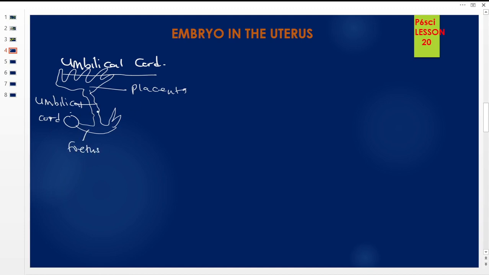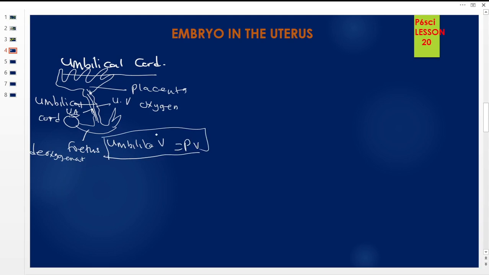Now when you look at this umbilical cord, inside it has two blood vessels. There is this blood vessel, and this one is called the umbilical vein, and now this one is called the umbilical artery. Now this umbilical vein is supplying the fetus with oxygenated blood, whereas this umbilical artery is carrying away the deoxygenated blood from the fetus. Therefore the umbilical vein is similar to the pulmonary vein. Both carry oxygenated blood regardless of being veins, because we know that veins carry deoxygenated blood, apart from these two, the umbilical vein and the pulmonary vein.